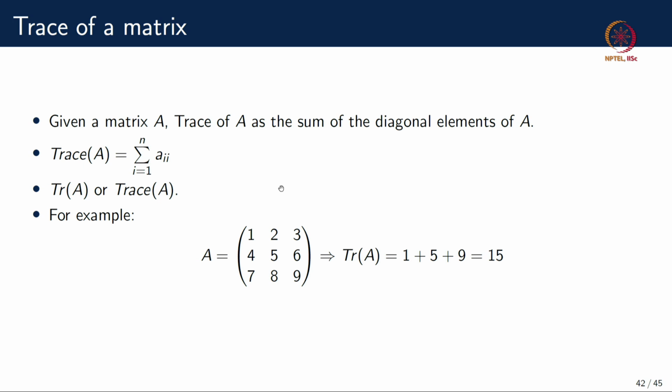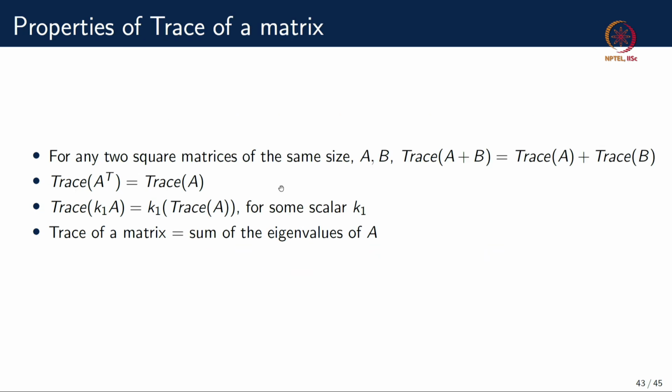Now let us look at properties of the trace of a matrix. For any two square matrices of the same size A, B, trace of A plus B is equal to trace A plus trace B. Similarly, trace of A transpose is equal to trace of A. Trace of k1 A is equal to k1 times trace of A, for some scalar k1. We will see later that the trace of a matrix is equal to the sum of the eigenvalues of A.